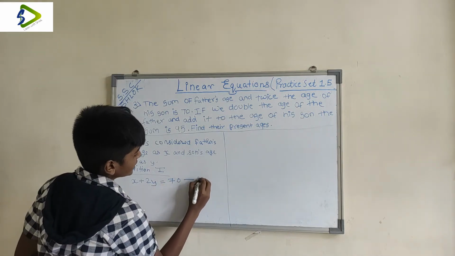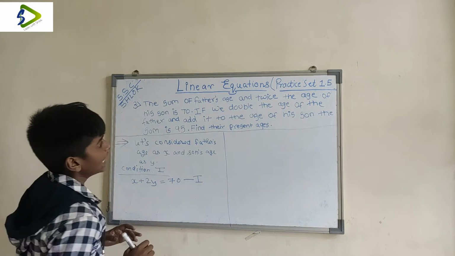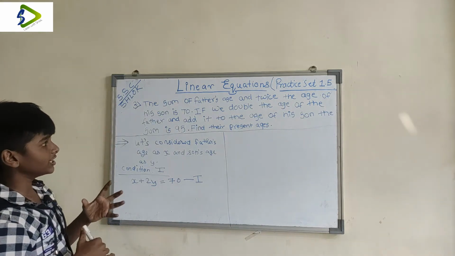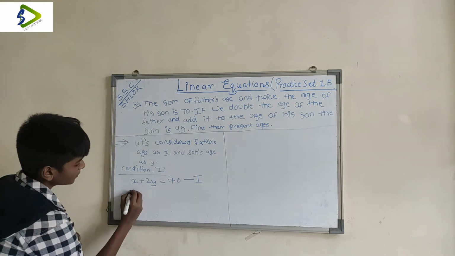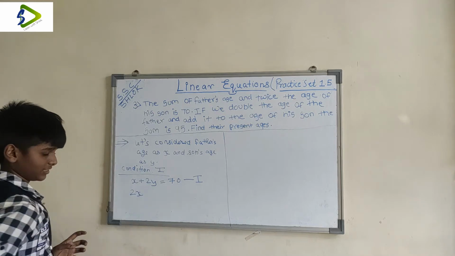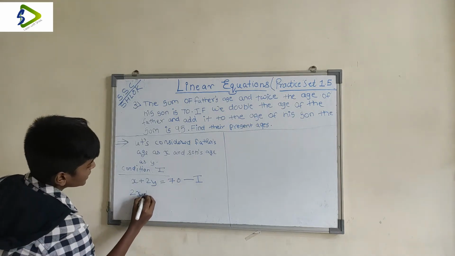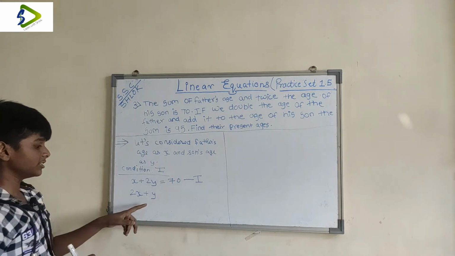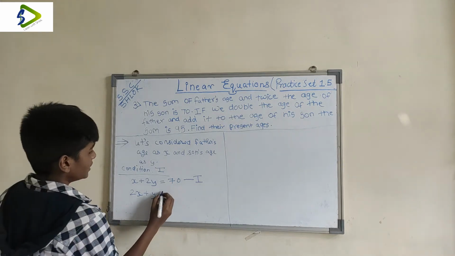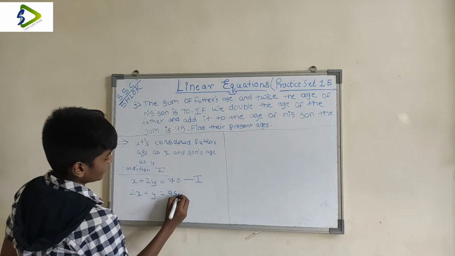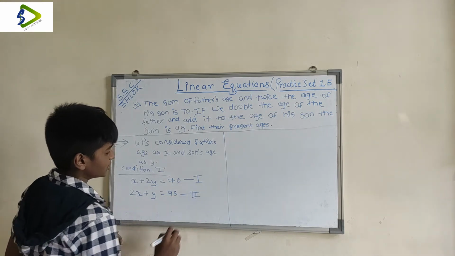So let's consider this as the first equation, and then they are saying that if we double the age of the father, if we write 2x and add it to the age of his son, which is just y, is equal to 95, which is the second equation.